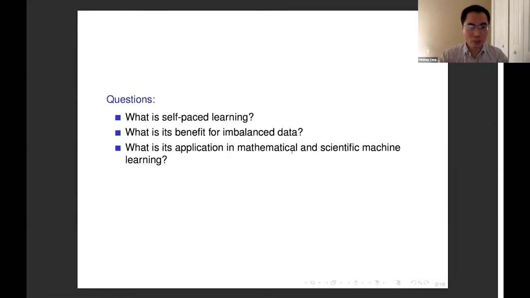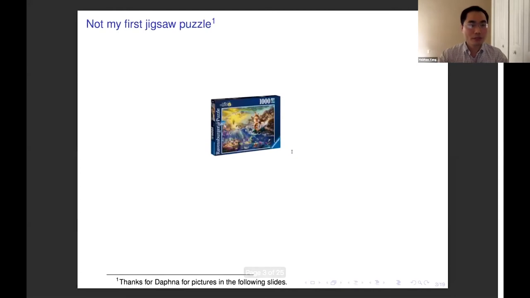First, I will introduce what is self-paced learning. Second, I will talk about its benefit for imbalanced data. Finally, I will talk about its application to mathematical and scientific machine learning, for example, how to use it for solving high-dimensional PDEs. So what is self-paced learning? Let me borrow an example by Daphna to talk about what is self-paced learning.